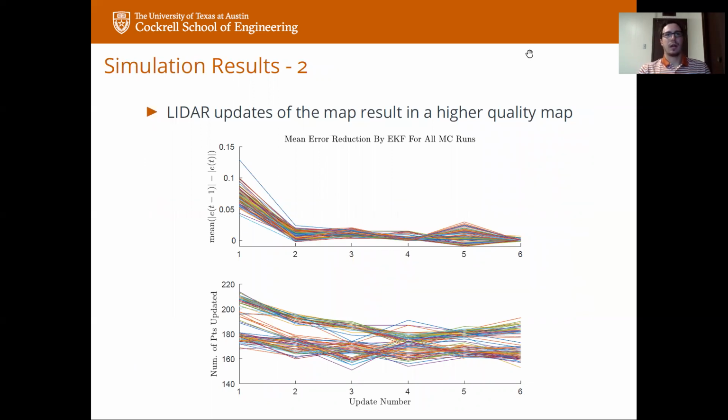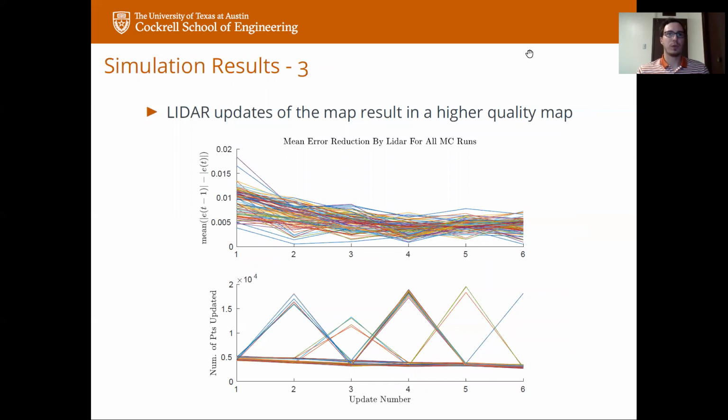LIDAR updates result in a higher quality map. Here we see the average depth estimate error reduction for all Monte Carlo runs and for all updates. On average, 200 points are directly updated, and the error in depth estimate is reduced by 3 to 8 centimeters. If we look at the same plot after the smoothing algorithm, we can see that between 5,000 points and 15,000 points are updated for an average error reduction of 1/2 to 1 centimeter.